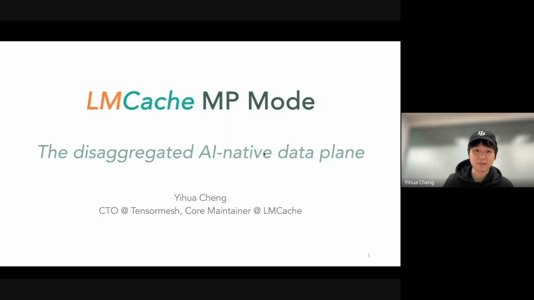First of all, thanks, Sam, for the introduction, and very excited to see there's a lot of new updates and progress in LMCache. Today, what I'm going to talk about is very exciting new things, the new architecture of LMCache, what we call the LMCache MP mode. At a very high level, we treat it as basically a disaggregated AI native data plane, which means that you can separate your KV cache management totally external to the serving engine. And let me tell you more details during the talk.